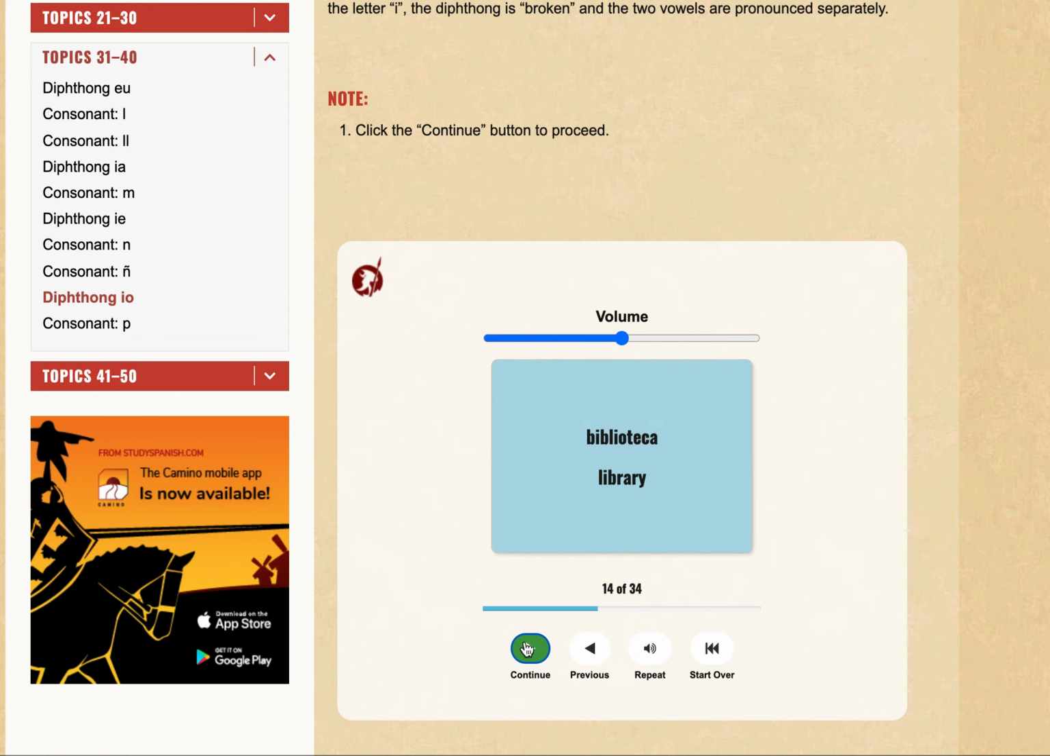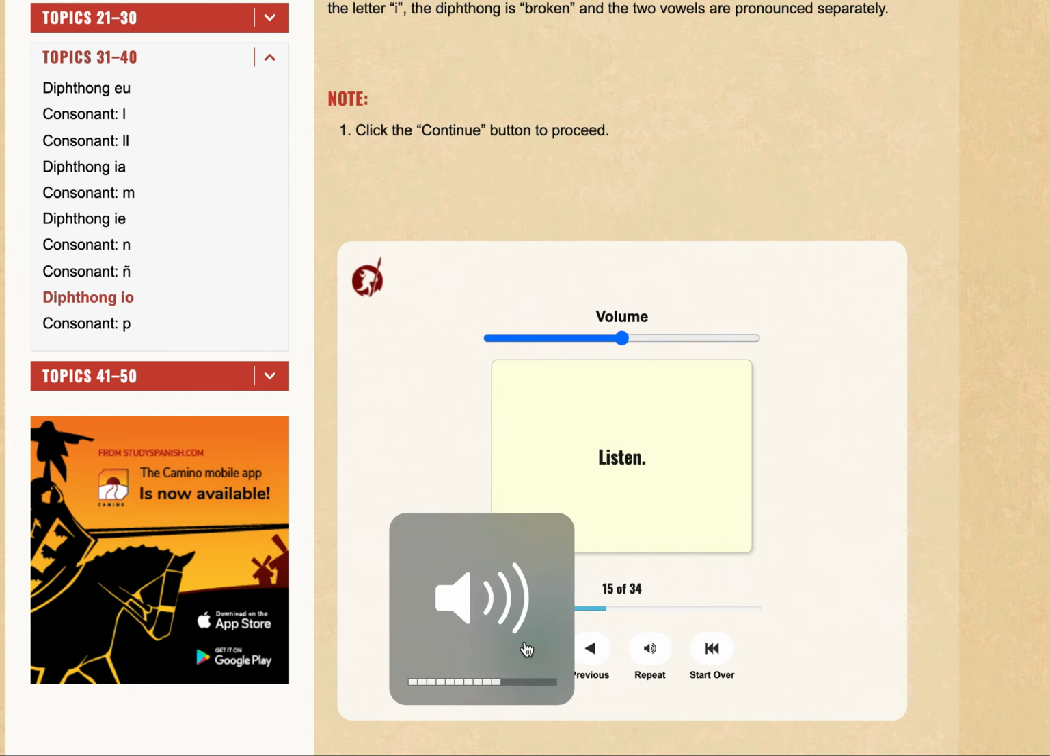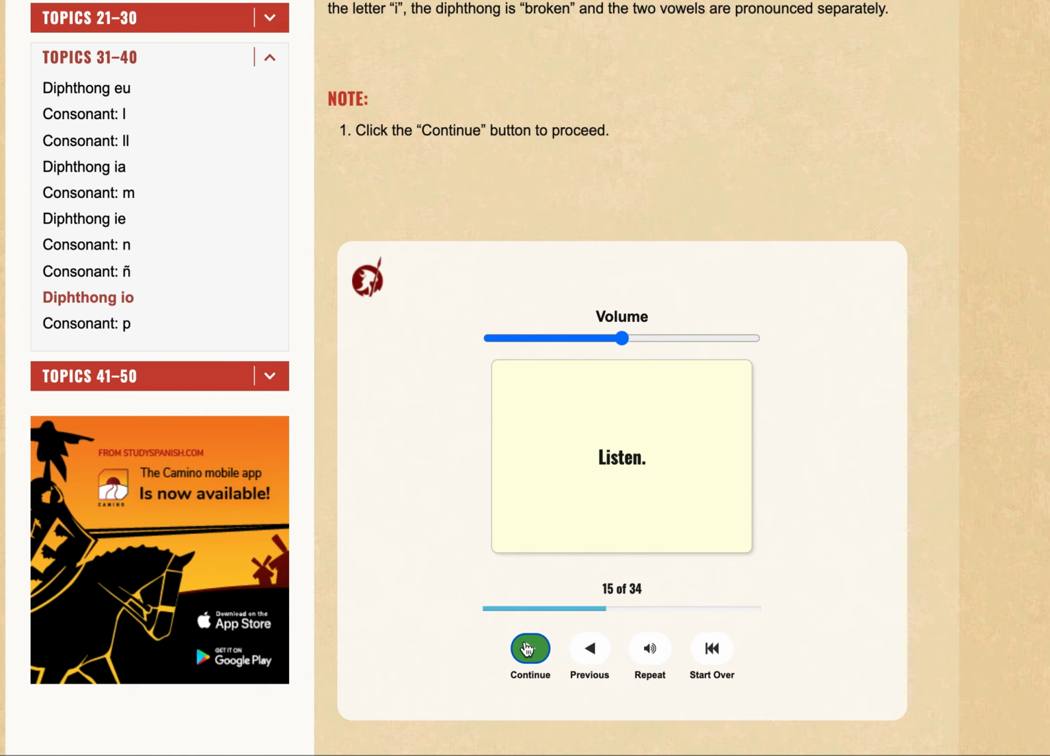Biblioteca, library. Since these words have a written accent over the letter I, the diphthong is broken and the two vowels are pronounced separately.